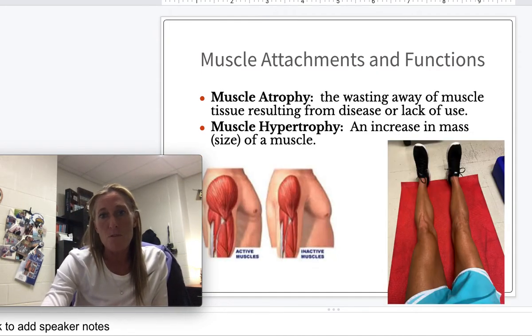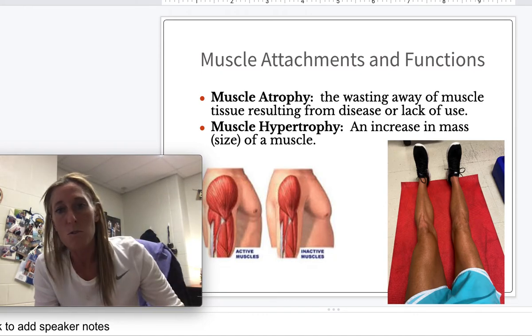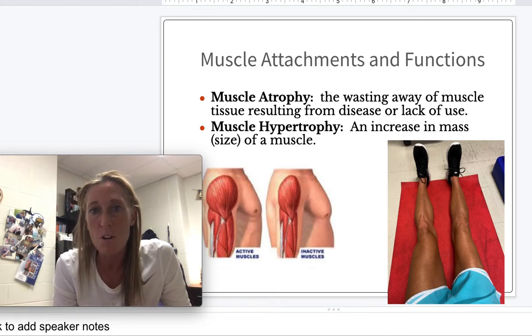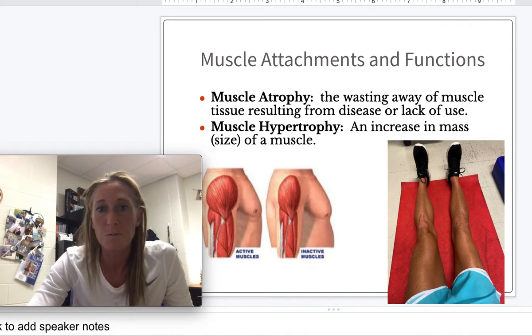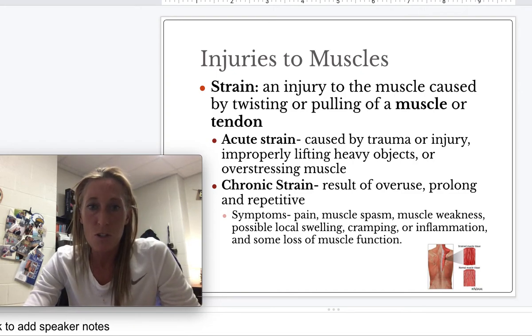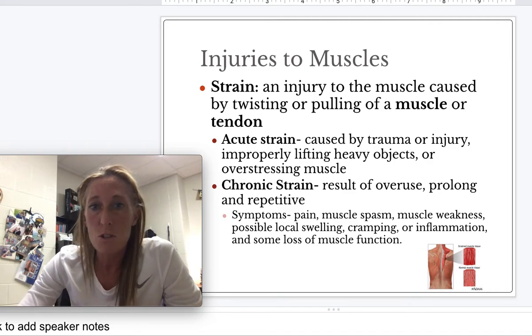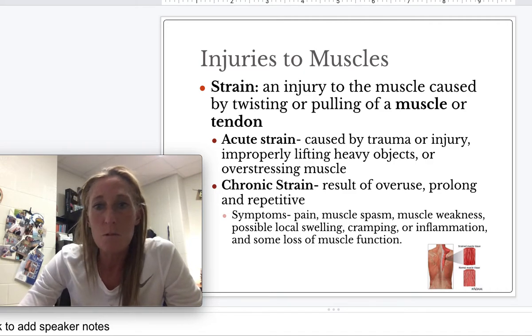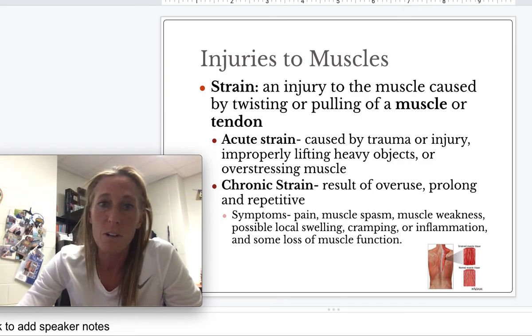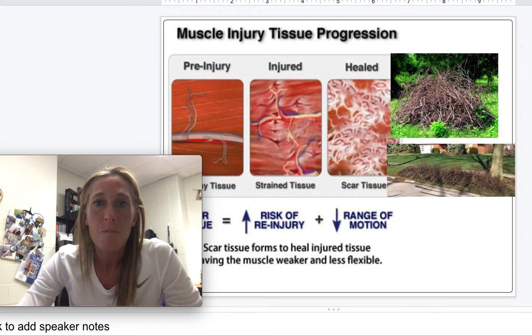Muscle atrophy and hypertrophy. Atrophy happens when muscle tissue dwindles away due to an injury or surgery. Hypertrophy is when you're lifting weights, you're working out, your muscles are getting larger. We have muscle strains, muscle or tendon strains, and then we talked about ligament sprains. So first, the strains is where you strain a muscle. You can have a grade 1, 2, or 3 strain, which is the same as a sprain, but you have an acute or a chronic. Acute means it just happened. Chronic means it's something that's nagging over time.